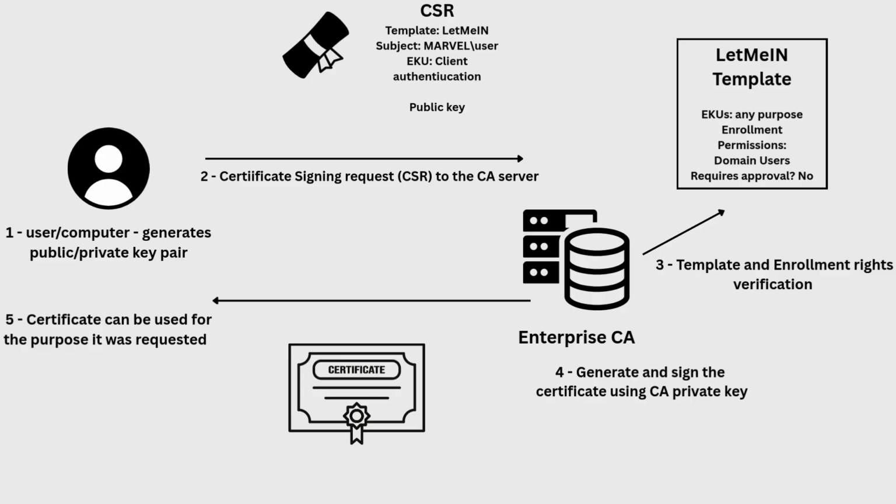Then we also have an EKU, which stands for extended key usage. This defines what the certificate is going to be used for. There are various EKUs that can be defined. In our case, it's client authentication, which means the certificate can be used for authentication to a domain controller or any computer, for example. And we have our public key that the user sent.